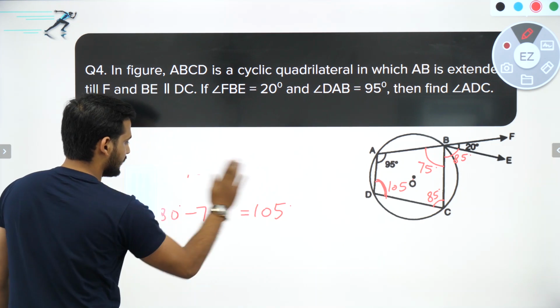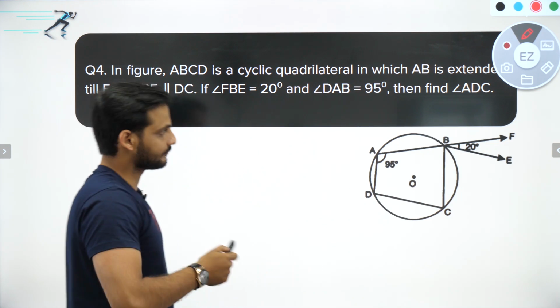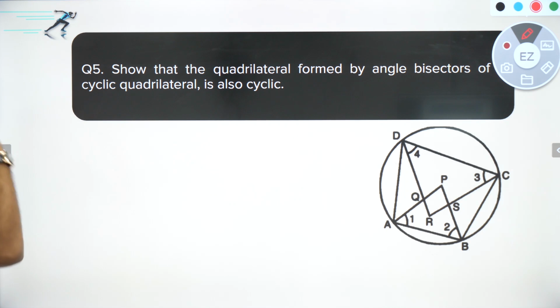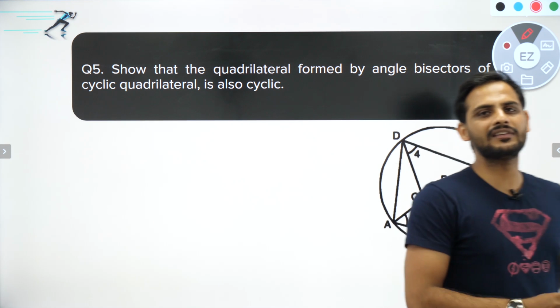Okay, chalo, let's move to the next question. The next question we have is: show that the quadrilateral formed by the angle bisectors of a cyclic quadrilateral is also cyclic. Again, bachcho, a very easy question.